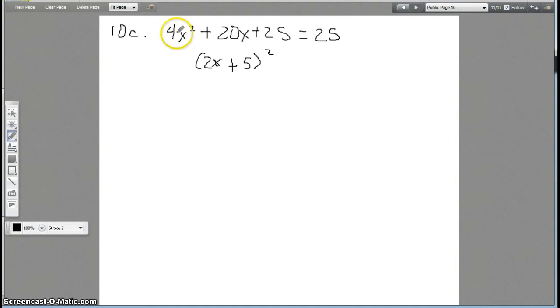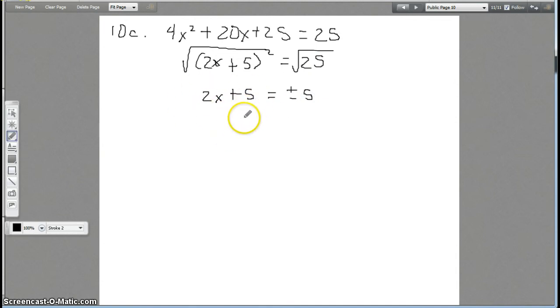Now we need to make sure this works. 2x when we square it is 4x squared. 5 when we square it is 25. 2 times 2x times 5 is 20x. So that works. And then this is equal to 25. For the square root method, we need to take the square root of both sides. The square root of the left side is going to be 2x plus 5. The square root of the right side is going to be plus or minus 5.